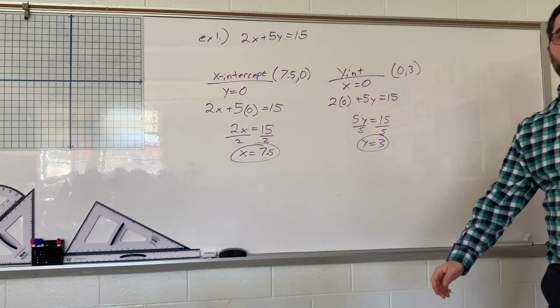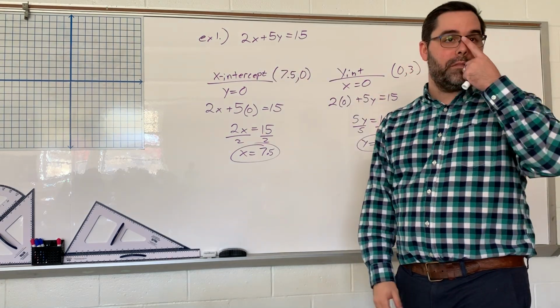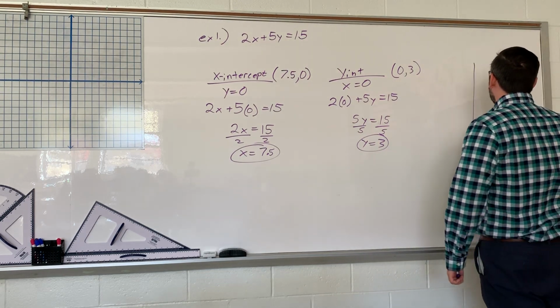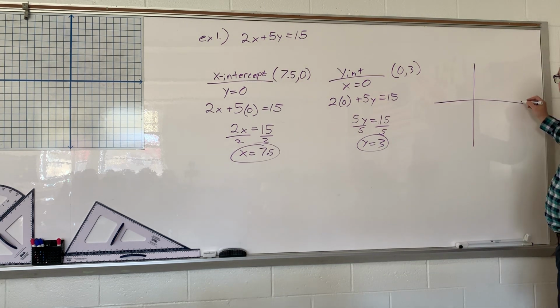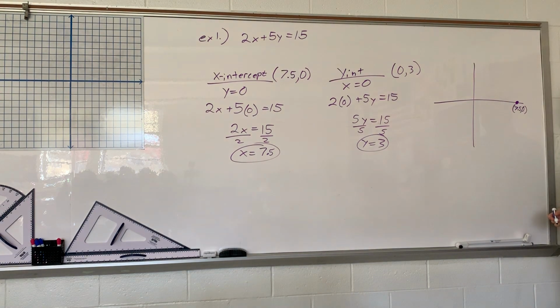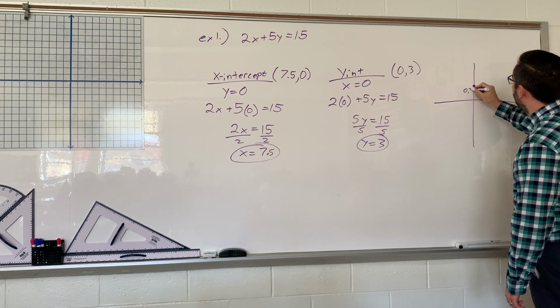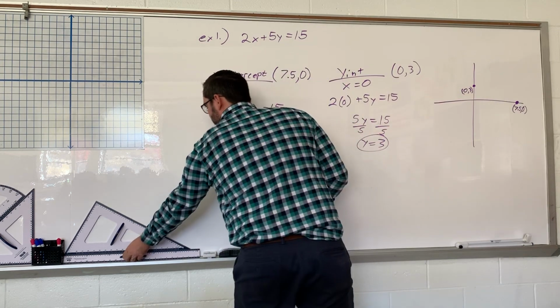Second goal is to graph them. I could graph it neatly on a coordinate plane, but I want to show you how to sketch a graph. To sketch a graph, you're going to draw an xy coordinate plane, and then you're going to plot just those 2 points. 7.5, 0 is over this way, and 0, 3 is up here, but not as high. And then you draw your line through it.